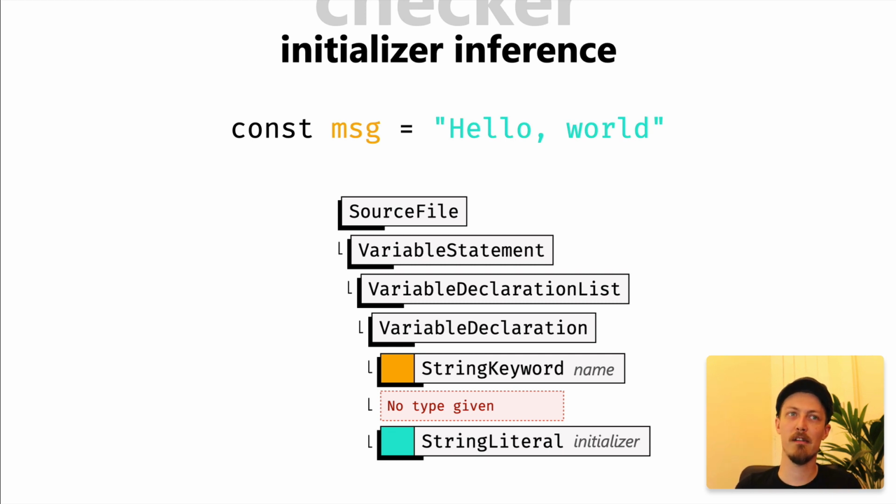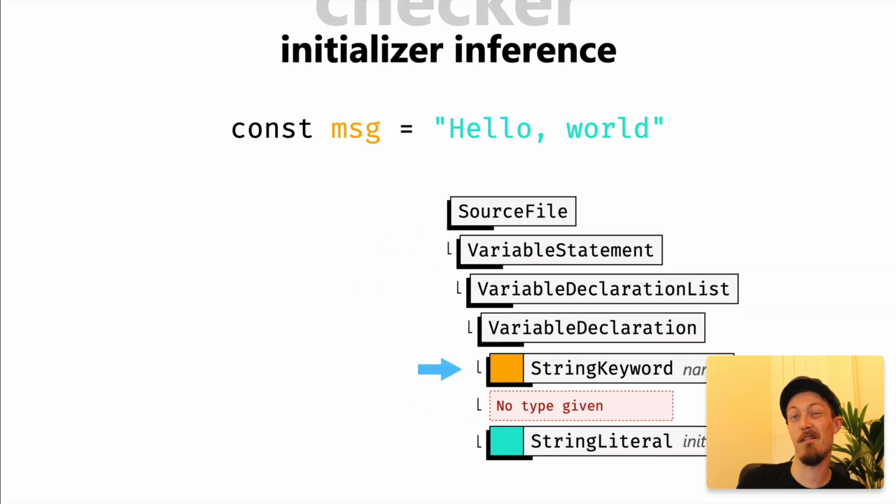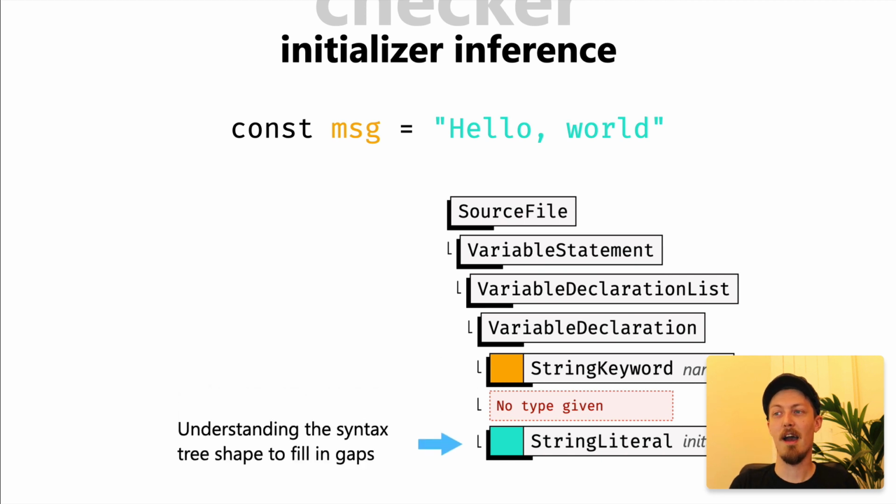We looked earlier at the syntax tree for this const message equals hello world, and there was a bit where we said what the type was, and now that it's been taken away, all that is left is effectively the name and initializer in the tree. And what TypeScript does is the type checker just does a type check on what the result of the initializer is and moves that into the type.